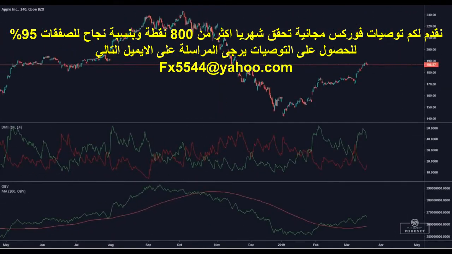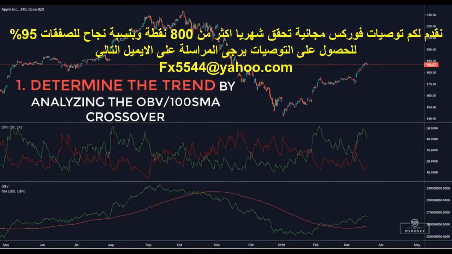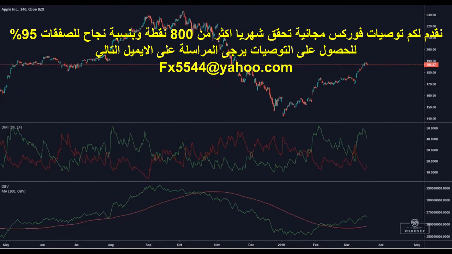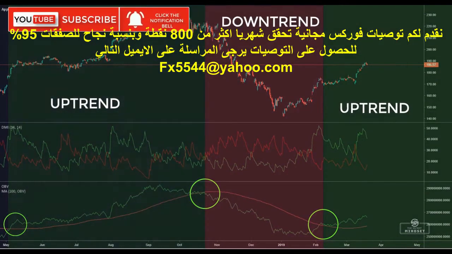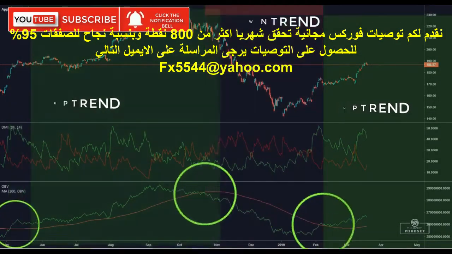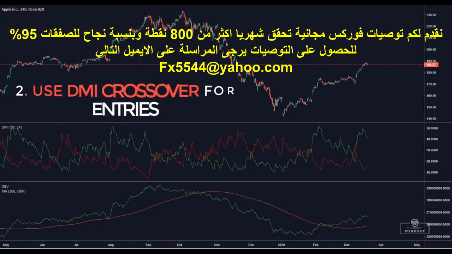Here's an Apple chart on the 4-hour time frame. First, we determine the trend using the OBV and the 100 simple moving average. During this period, we observe that we have 3 crossovers, 2 uptrends, and 1 downtrend. Once we determine the main trend, we use ADX crossover as a tool for our entries.